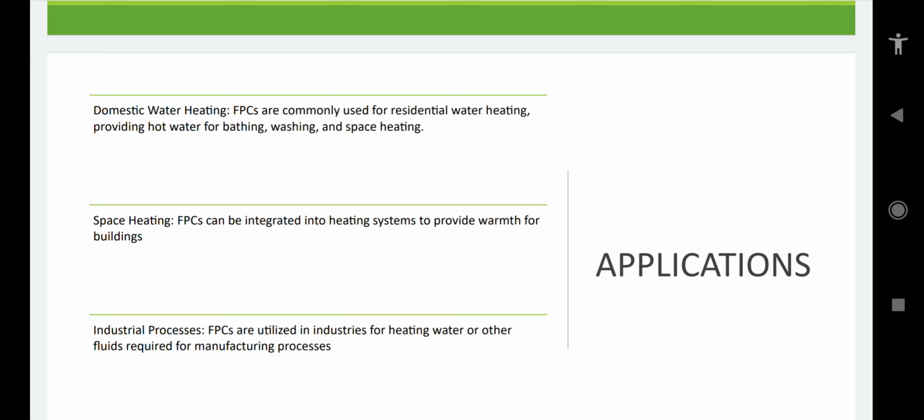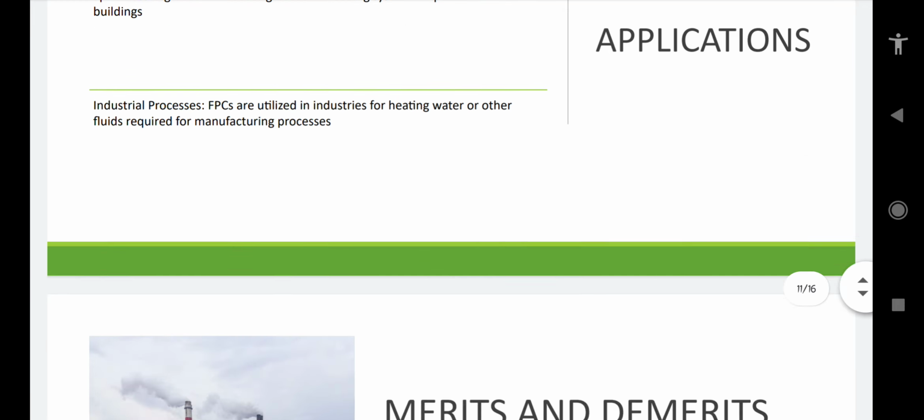Industrial processes, and we can see these flat plate collectors in some farms and some factories, and in other industries, where they are used mainly for heating water or other fluids required for the manufacturing process. To heat other fluids also we use these flat plate collectors.